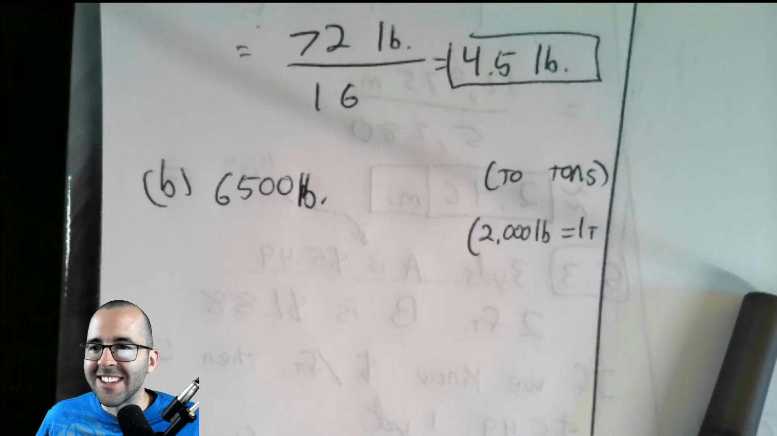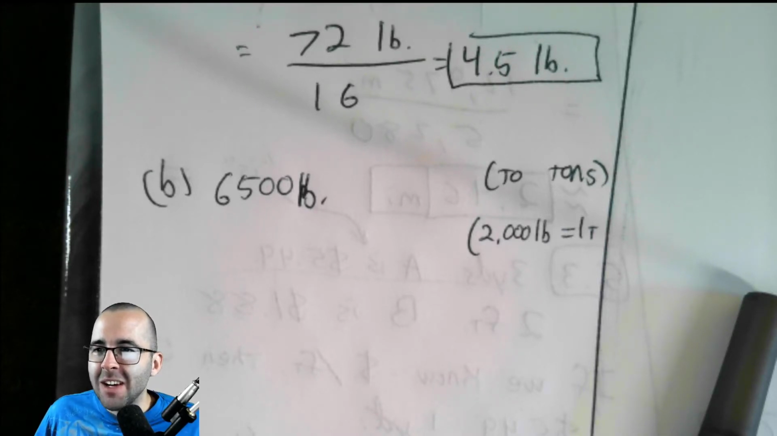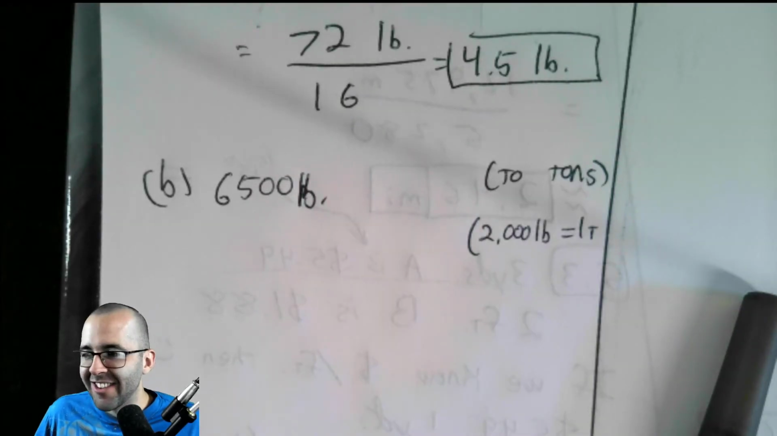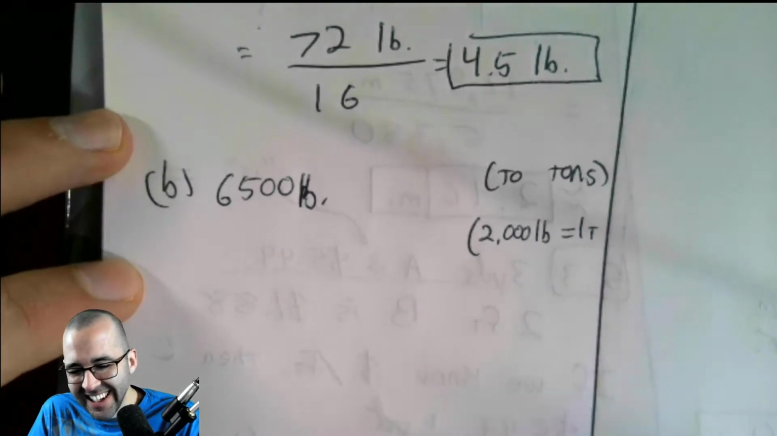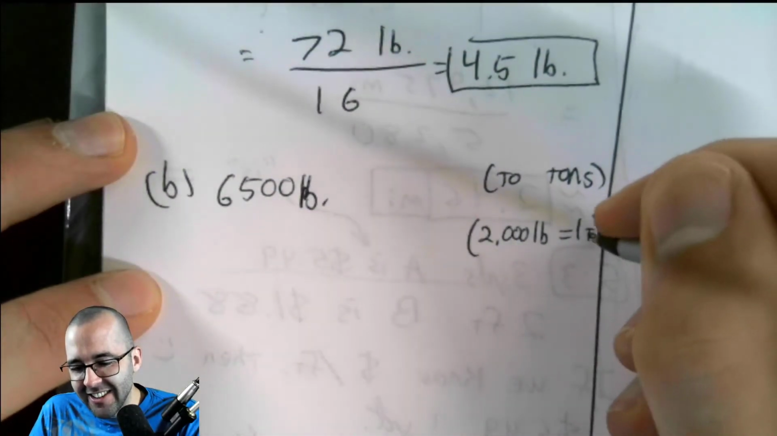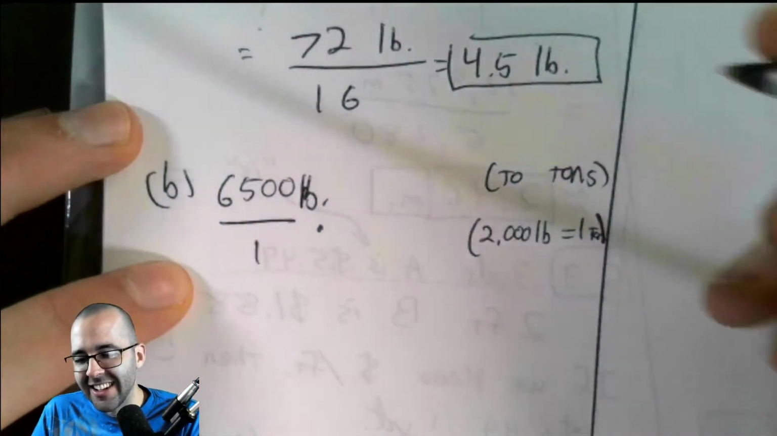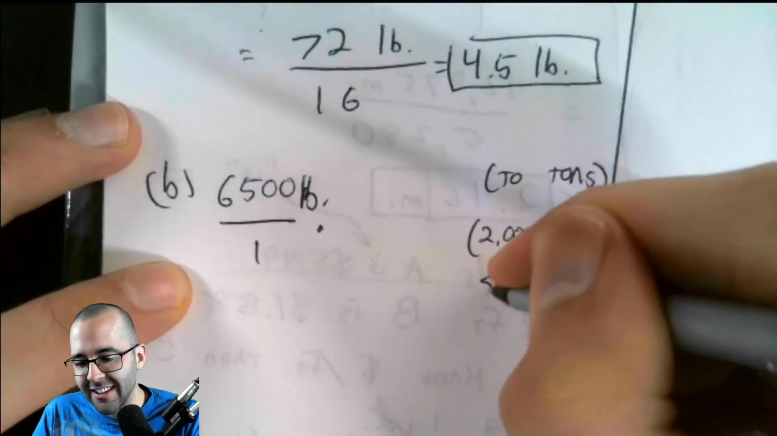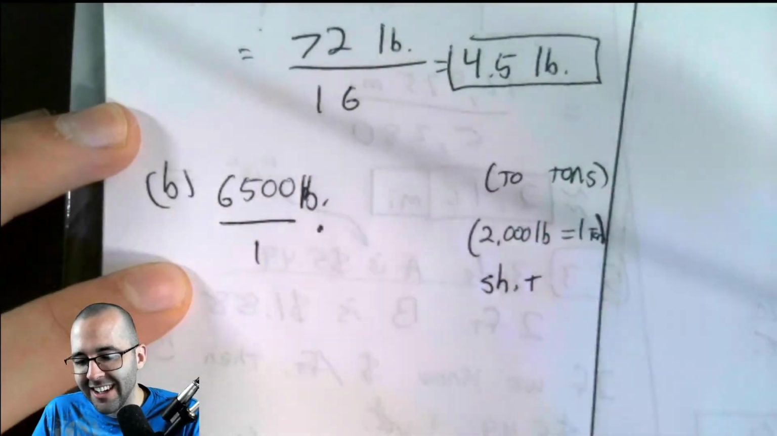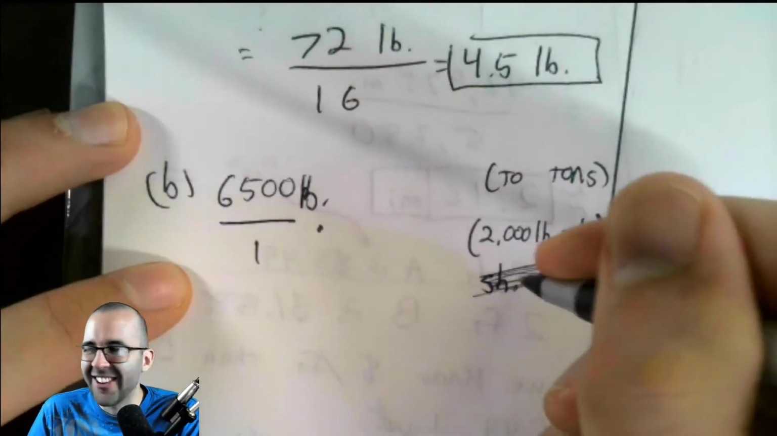Wait, I'm Googling something. And the abbreviation according to Google is SH.T. I'm not writing SH.T in my math videos. What is that? All right, I'm just going to write 1 ton. All right, so we have this. Like, this is what it looks like. SH.T. No, it looks even worse when I cross it out.